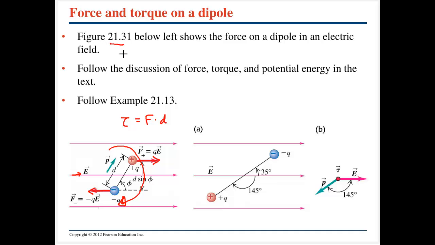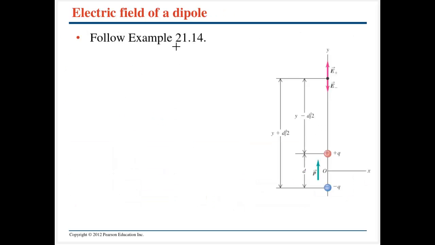So take a quick look at this example 2131. And lastly, take a look at example 2114, which is going to talk again about the superposition of electric fields for, in this case, a dipole.